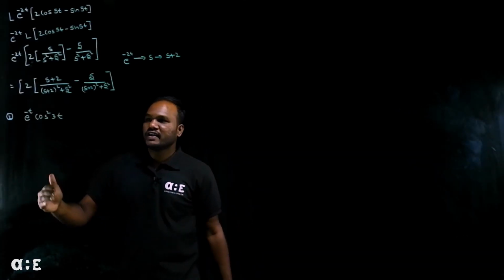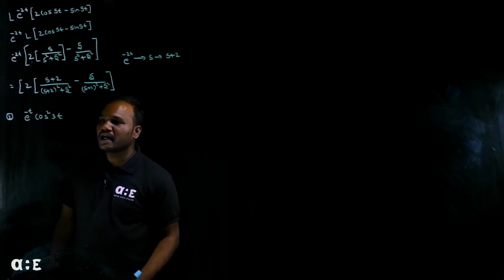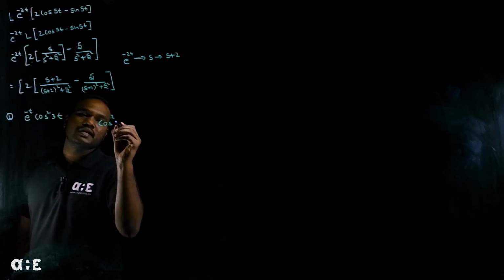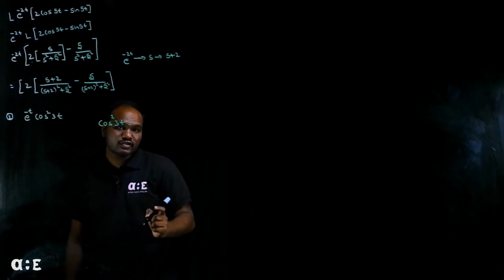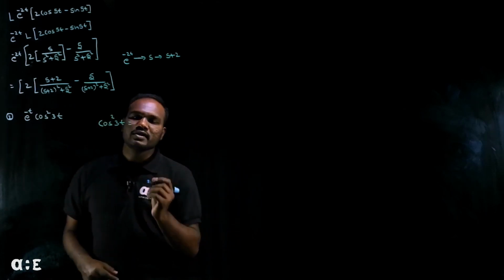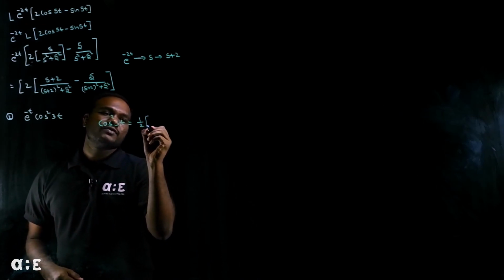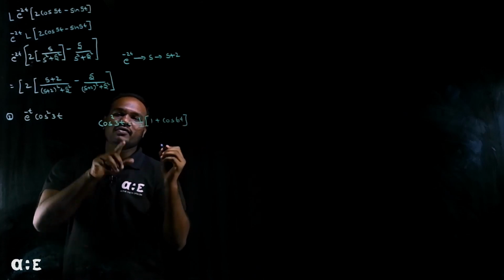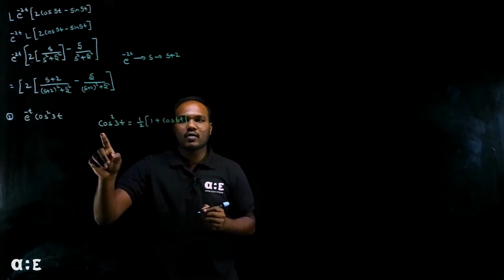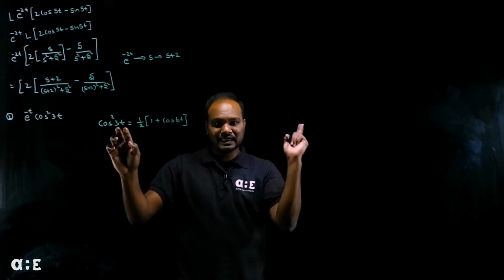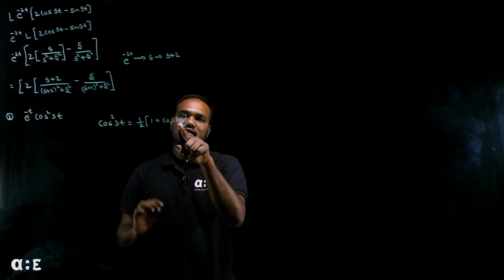This is the next sum. We need to find Laplace of this. How do we do that? First, we should know the formula for cos square 3t, because we know the Laplace of cos t, not cos square or sin square. So how do we do that? Half times 1 plus cos 6t, right? Double of whatever we have here. If we have a cos, we get positive. If we have a sin, we get negative. But there will always be one thing that's common: the double of this thing will come here.